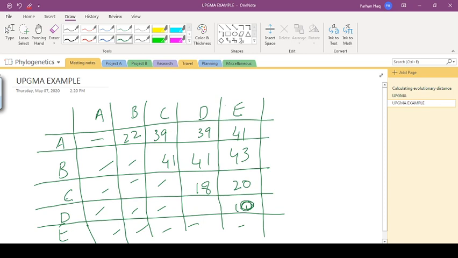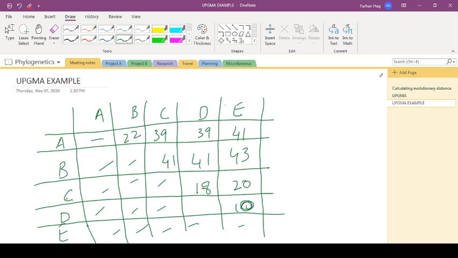What is the minimum distance between two species, in which cell? It means the most closely related species or sequences A, B, C, whether it's an individual, a species, or a gene. So the minimum distance between A, B, C, D, E is which one? You can just guess here. It's clearly written here that D and E have a nucleotide or protein difference of 10. So 10 is the minimum number.